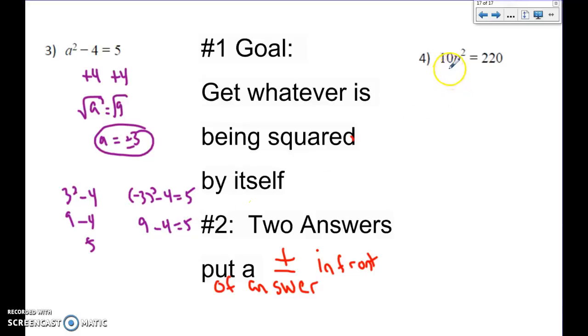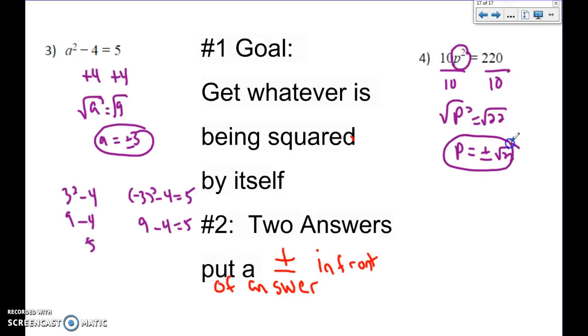Okay. So in this case, I want to get whatever's being squared by itself, which is p squared, so I'm going to divide both sides by 10. And I get p squared equals 22. And I'm going to square root both sides, and I'm going to get p to equal plus or minus the square root of 22.